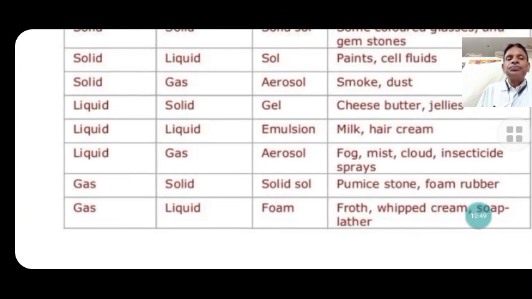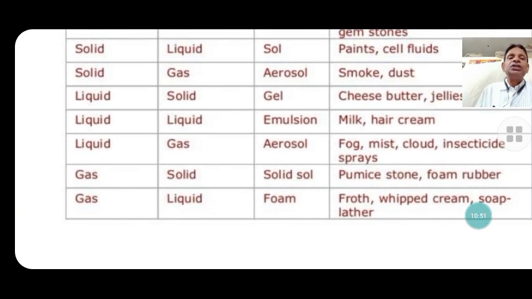Last is gas into solid. When a gas is dispersed in a solid, this is called a solid foam. Pumice rock contains many holes in which gas is trapped in the solid. Foam rubber is also one in which gas is trapped in a solid. So it is the type of colloid that is the solid foam, where gas is dispersed in the solid.